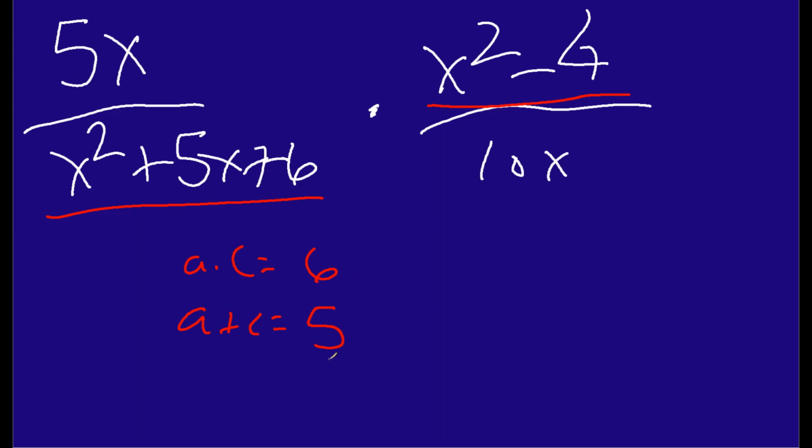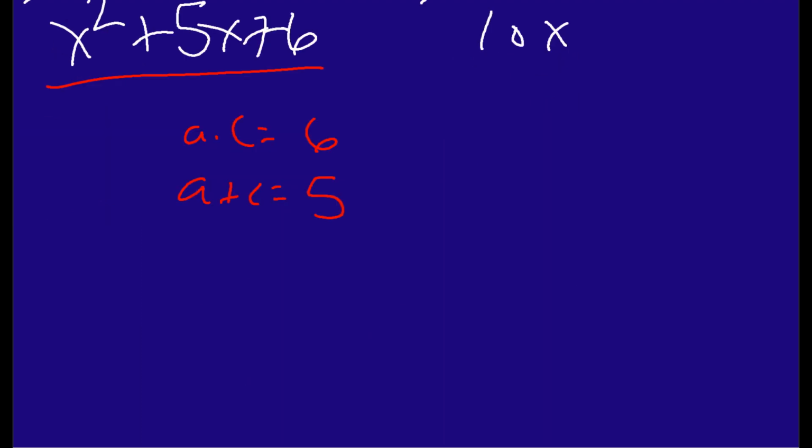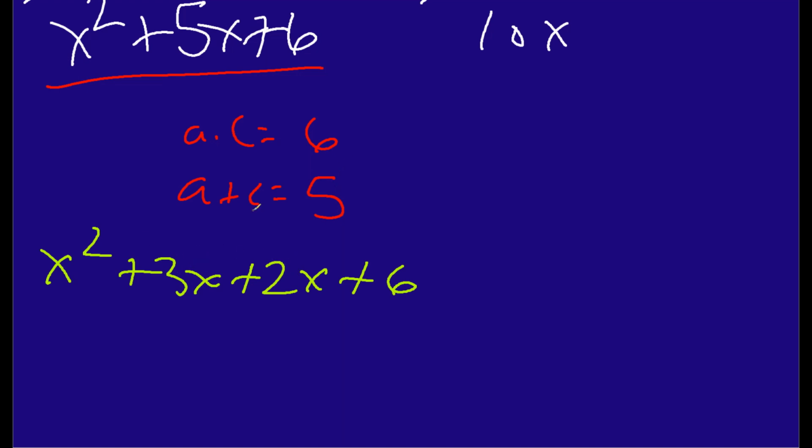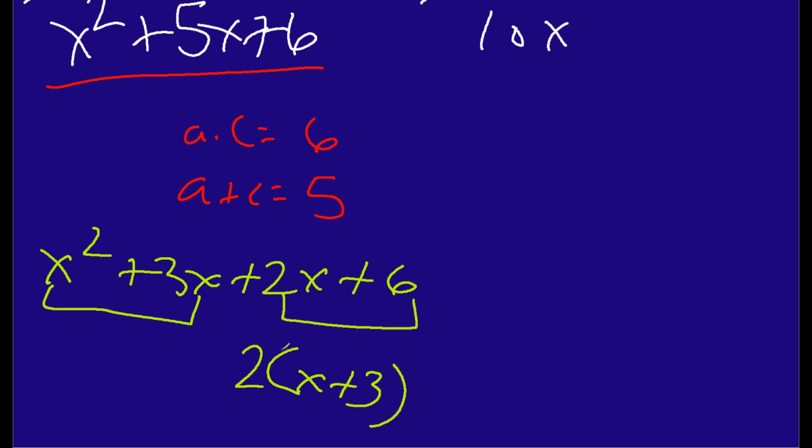As I look at this, the clearest way to deal with this is the following: x squared plus 3x plus 2x plus 6. Now, why 3x plus 2x? Well, 3 times 2 is going to give me 6, and 3 plus 2 is going to give me 5. That's how I know this works. And so we group like so. I bring the 2 out front, I have 2 times x plus 3, and then over here, I put the x on the outside, and I have x on the inside plus 3.